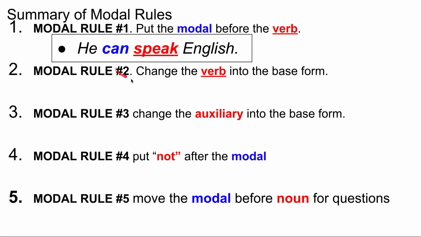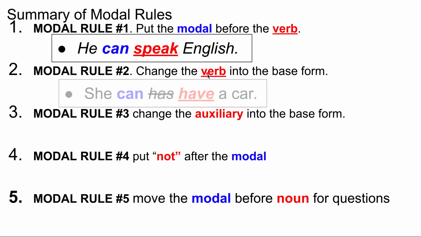Modal rule number two, we change the verb into the base form. So for example, she has a car. We use has because it's the third person singular. Okay, she has, he has, it has. But when we add the modal can, or any modal, we have to change has into the base form have. So she can have a car.